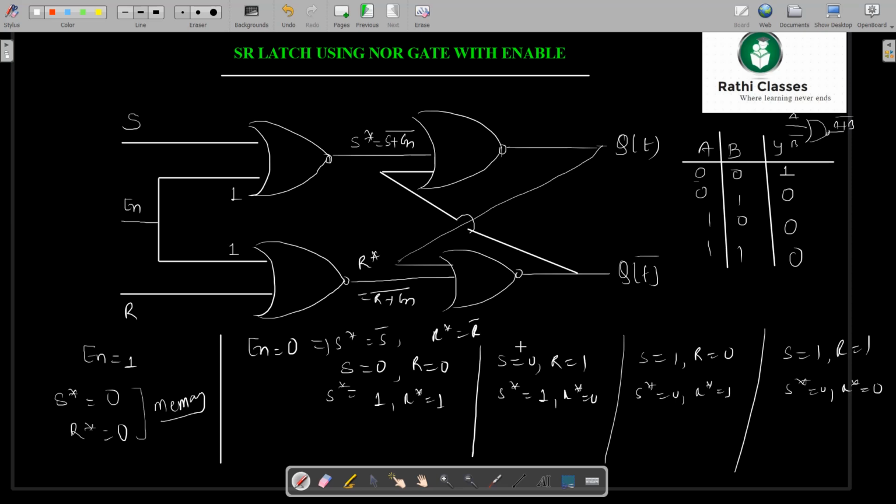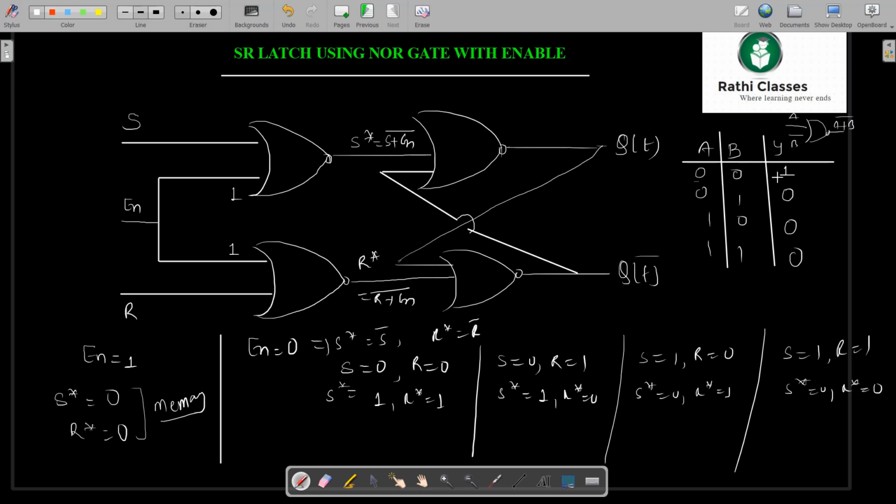In our previous tutorial, what we have seen was SR latch using NAND gate with the enable. Now, in this tutorial, we will be learning about the same SR latch but using NOR gate with enable. First and foremost, as we are using NOR gate, I need to make the truth table for the NOR gate. As you can see over here, NOR gate is just the opposite of OR gate.